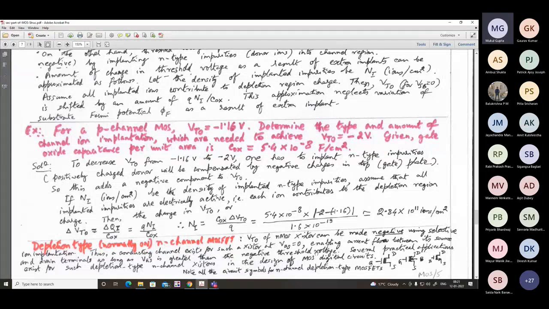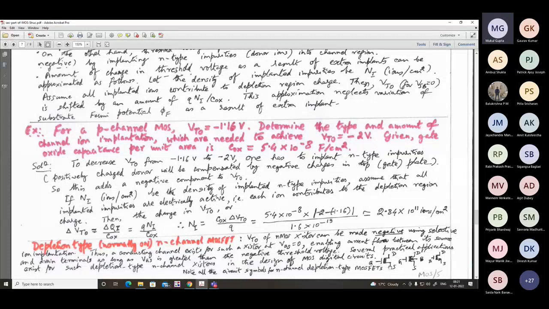Several practical applications exist for such depletion type N-channel transistors in the design of MOS digital circuits, and these are the typical circuit symbol. You see that the thickened line indicates that already a channel is formed, even though gate and source are at same potential. Even though VG is equal to 0, still a channel exists.